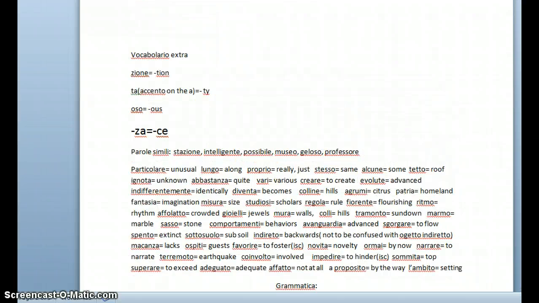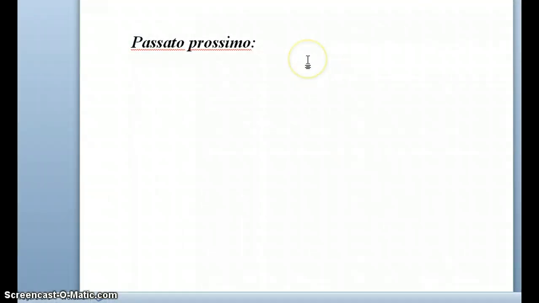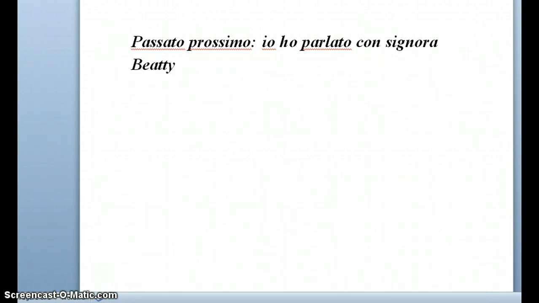And then we have passato prossimo. Now, passato prossimo is a tense that is used in the past. It's the basic past tense for Italian. If I say io parlo con signora Beatty, I speak to her. That's present tense. If I'm going to the past, I'm going to say io ho parlato con signora Beatty, and I'm saying I spoke with her. I spoke once. One completed action.